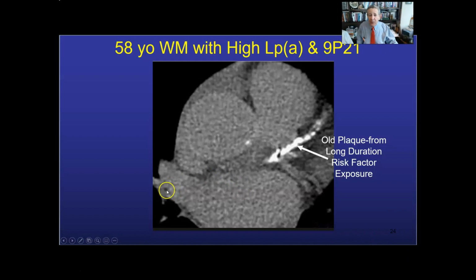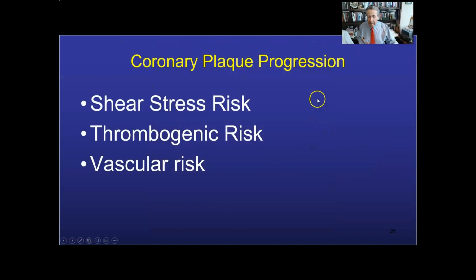Now, what about if you've had risk factors that are genetic, such as high Lp(a) or 9p21? You've had exposure your whole life. And this is another 58-year-old, but old plaque. So this plaque has been around for a long time, indicating a long duration of risk factor exposure and overall higher risk, as we'll see, if it's untreated.